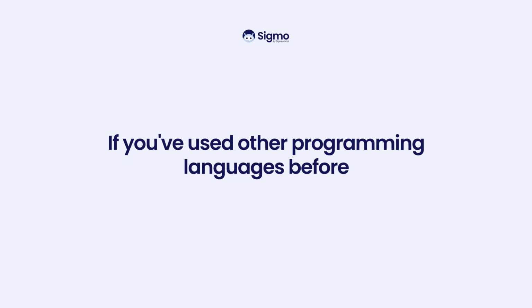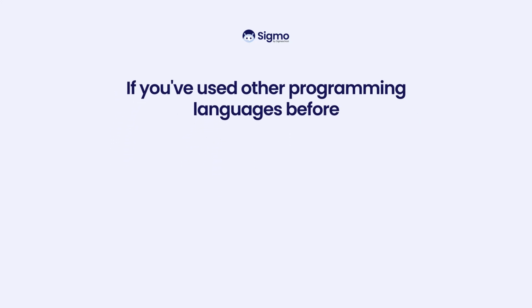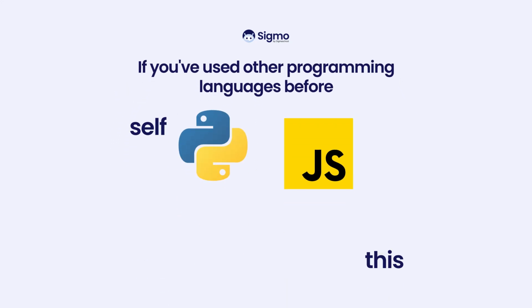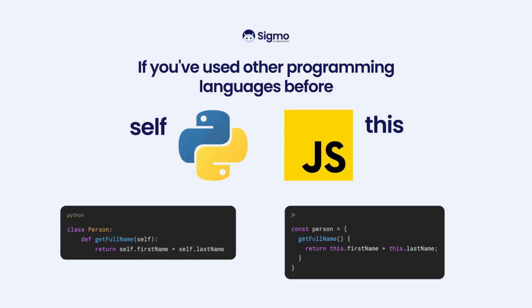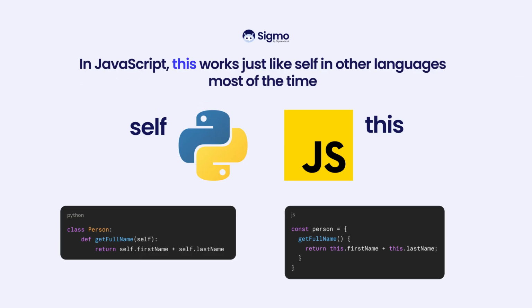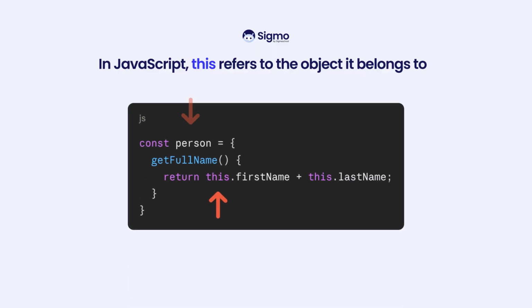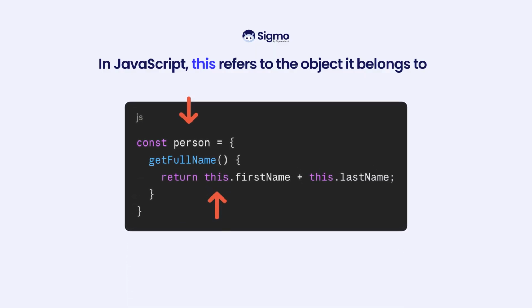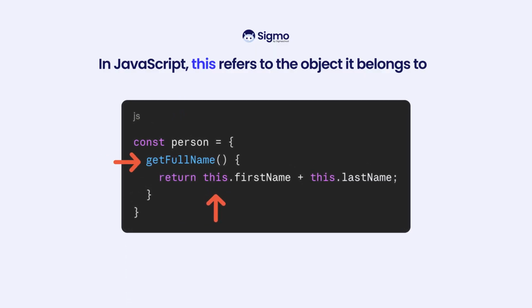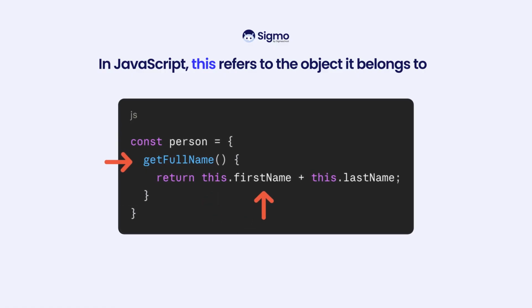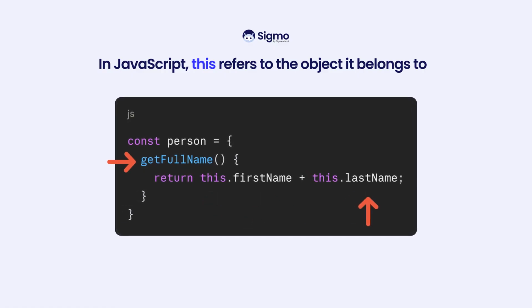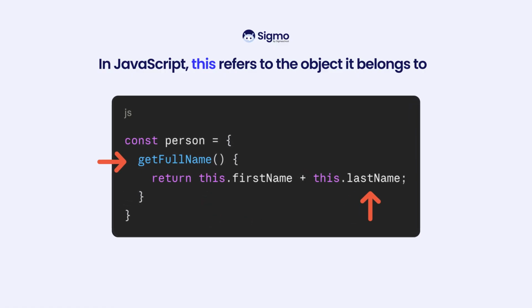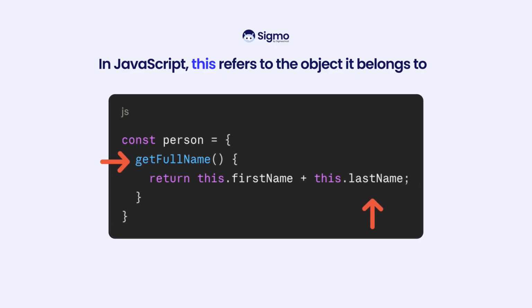If you've used other programming languages before, you've probably seen something like this, or self, used inside a class or object. In JavaScript, this works the same way, most of the time. At its core, this refers to the object it belongs to. So if you have a person object with a getFullName method, this.firstName and this.lastName just refer to the fields on that same object. Simple, intuitive, exactly what you'd expect.